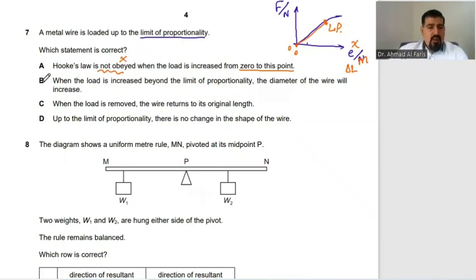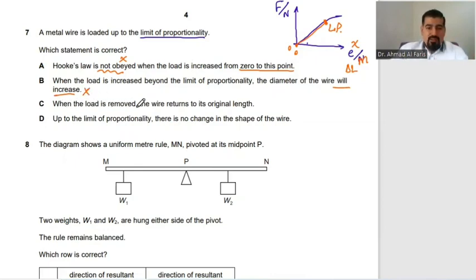Then what they ask here, part B, when the load is increased beyond the limit of proportionality, the diameter will be increased. Actually, any wire, when you extend it like a chewing gum, sorry for this example, if you hold it, or a rubber band, and you stretch it, you'll find that the diameter of it becomes less, it becomes smaller. So that's not correct.